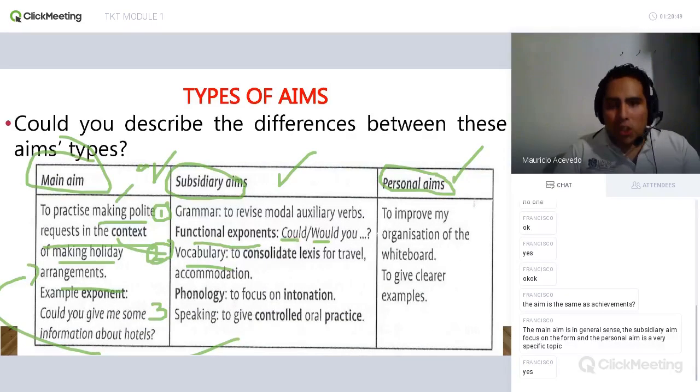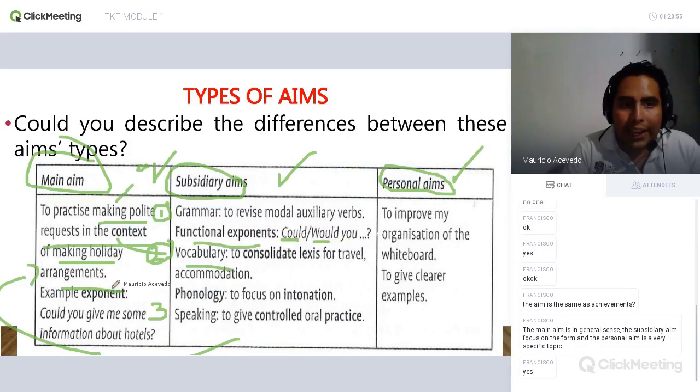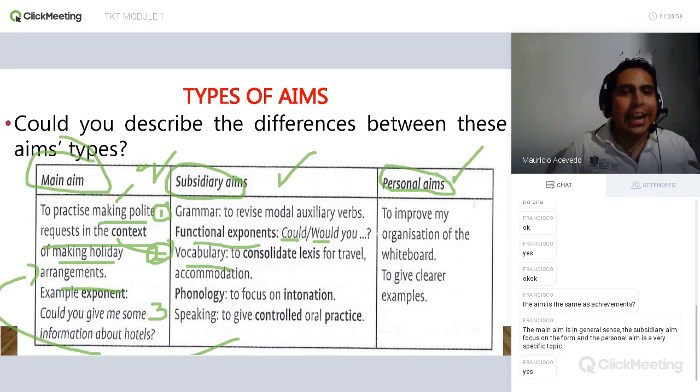Vocabulary, to consolidate lexis for travel accommodation. So you need to know about vocabulary because you're going to make a holiday arrangement. Maybe you will know about plane, about ticket, about luggage, manager, hotel. Okay, all this vocabulary will help you to make a holiday arrangement.